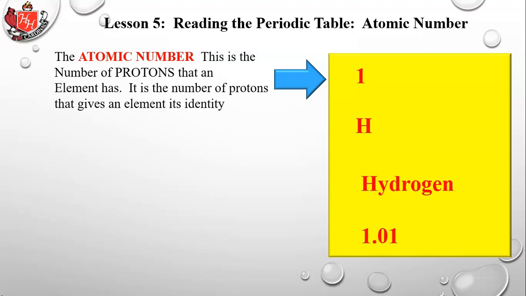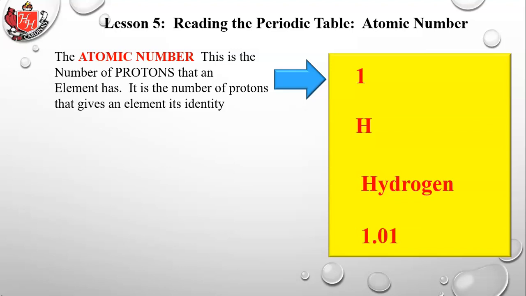So the atomic number is the number of protons that an element has. It is the number of protons that gives an element its identity. So if you look at a periodic table, hydrogen, the first element in the periodic table, is 1. Helium is 2. Lithium is 3. Beryllium is 4. That's how many protons they have, and that's what defines them as that particular element.